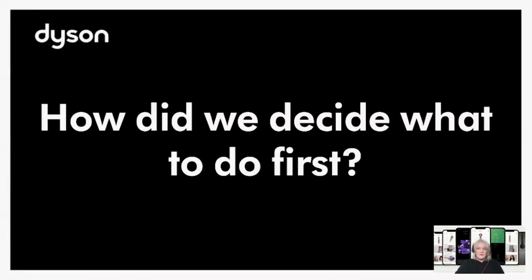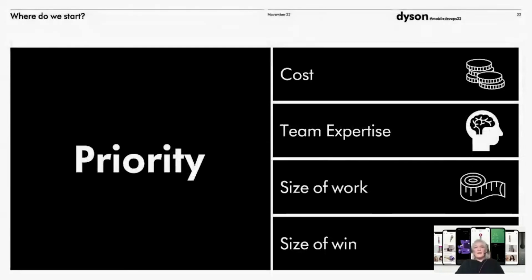So I just wanted to talk a little bit about what we decided to do first, because you can see that we started with Android. And we ran things through a priority filter. We wanted things where the cost was low. We had high team expertise. We had small pieces of work, and we thought the size of the win was going to be quite big. So we put all our backlog through that filter, and that came out in the order of Android builds, our espresso tests, our iOS builds, and then our XUI test.